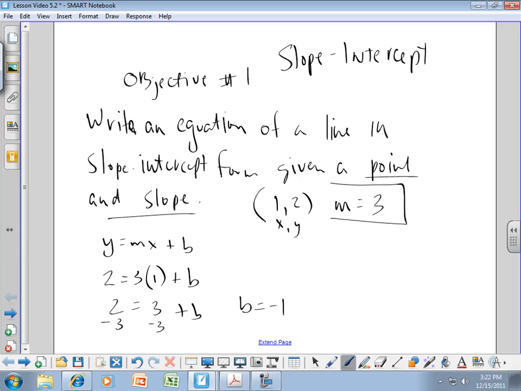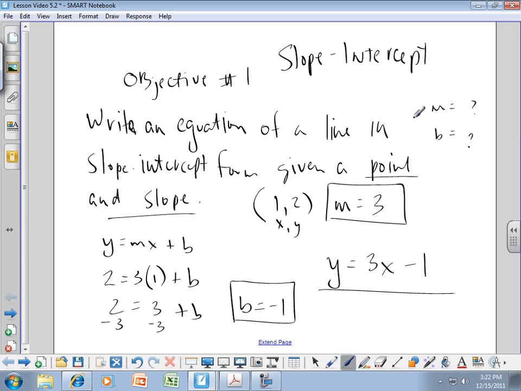Well, now do you have a slope and a y-intercept? Yes, you do. And so you can write y equals 3x minus 1 as the equation of that line in slope-intercept form. Take your point, plug it in, solve for b, and then write your equation. We used to just say, here's m, here's b, all right, write it. Well, now they're going to make us do a step to find b, and then we can write our equation. All right?